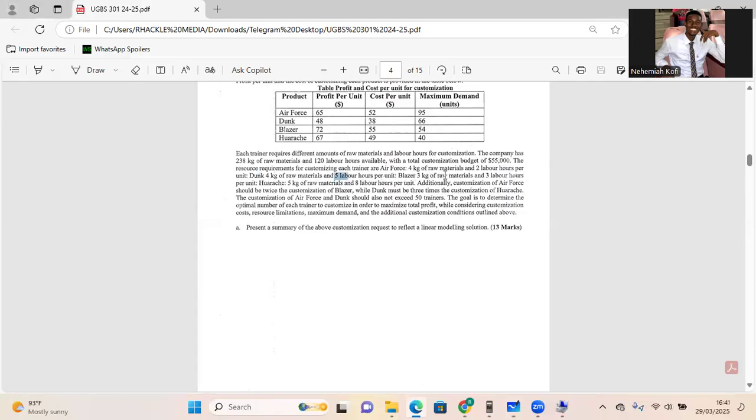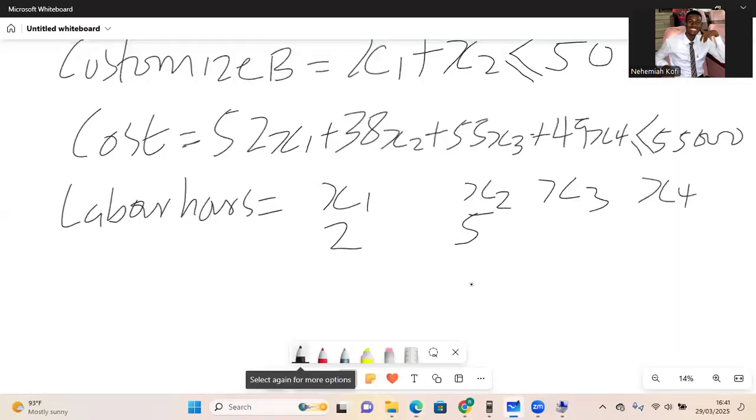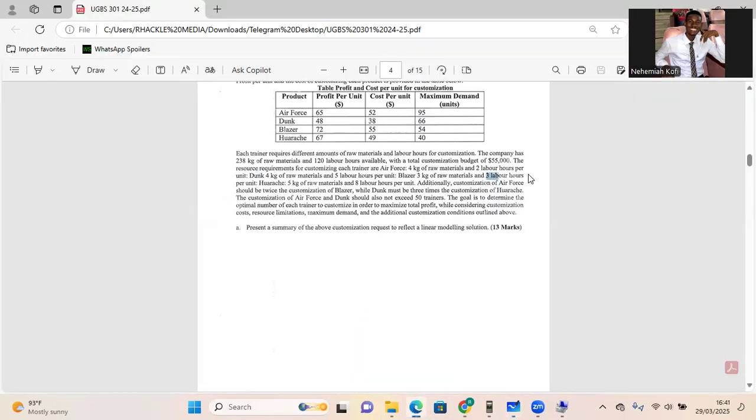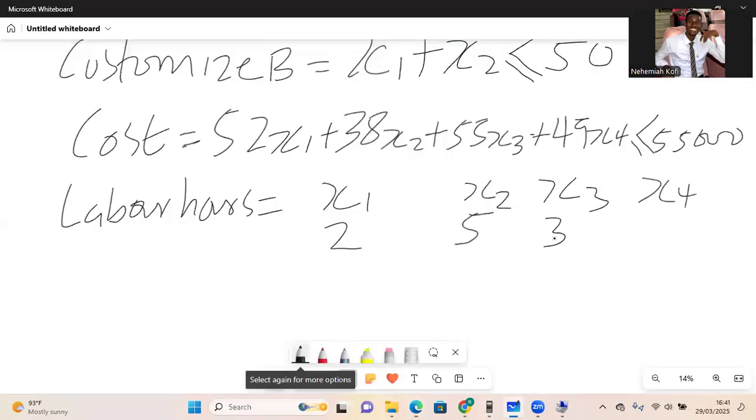Now, for Blazer here, it's having what? 3 labor hours. So you put your 3 here. Now, the next one here is what? Hierarchy. That one is also having what? A labor hours of what? 8. So 8 labor hours. You can put it here. You are done, right? So all you need to do now is reframe it.